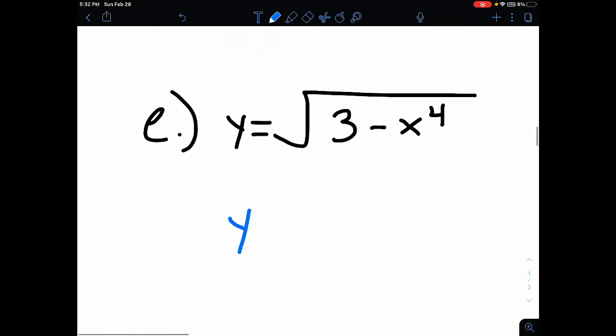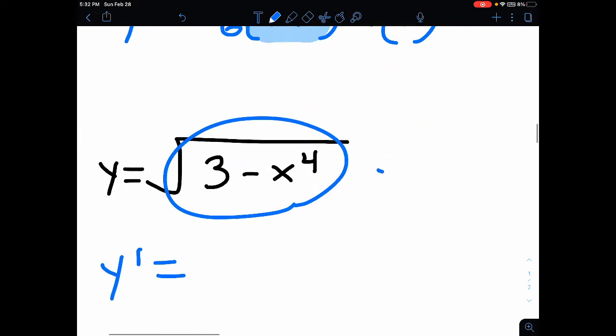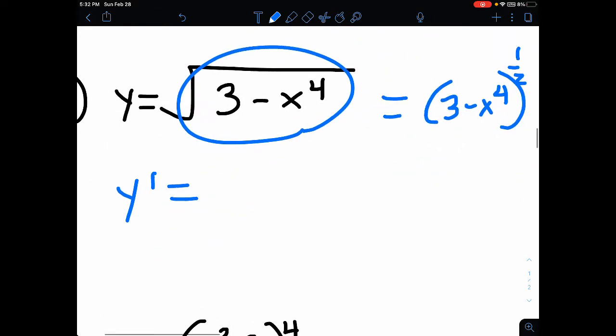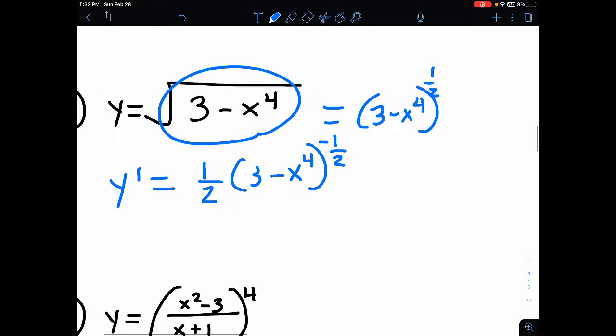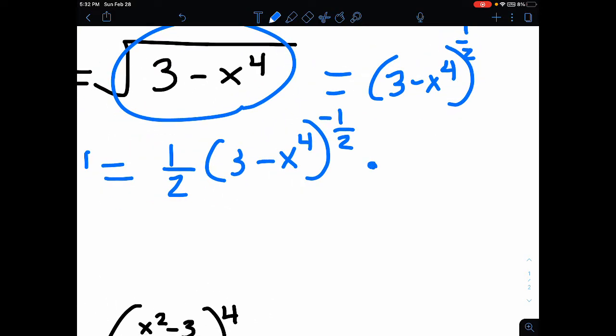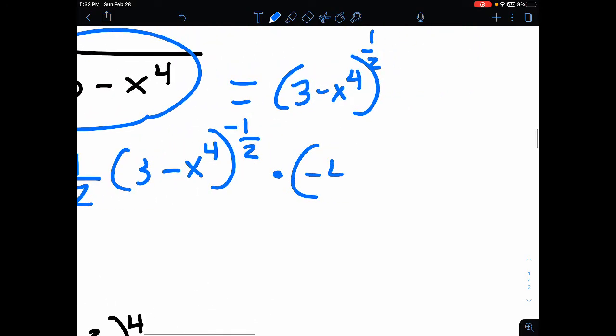Alright, for this next one, you can do the derivative, and this whole thing is the same thing as 3 minus x to the 4th to the 1/2. So I'm just going to do the power rule, bring down the 1/2, keep the inside, and then minus the 1. And then I'm going to take the derivative of the inside, and then you're done.